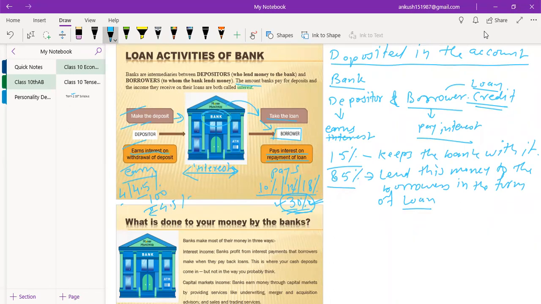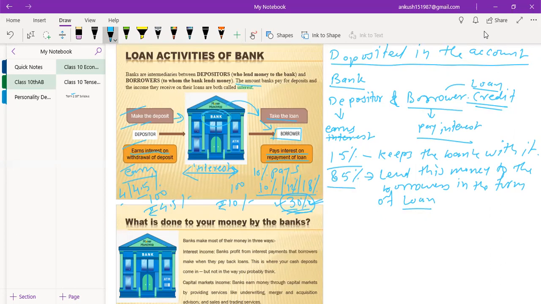But what happens to the borrower? The borrower would have to pay 10% of the borrowed money. Let's say he borrowed 100 rupees. So what would its 10% be? Its 10% would be 10 rupees. 10 rupees, right? Have you got it?